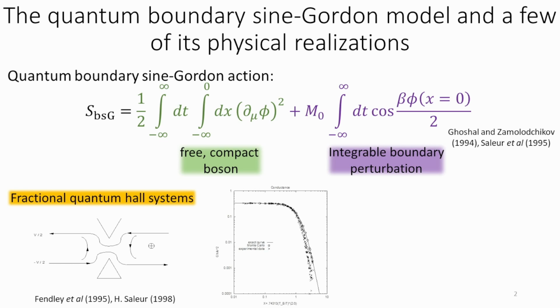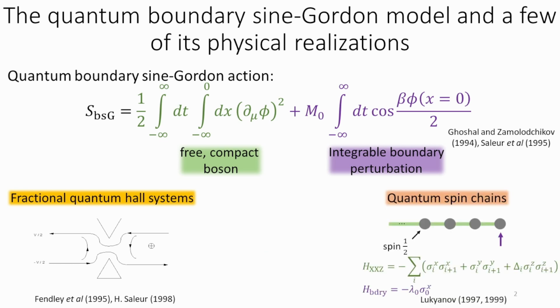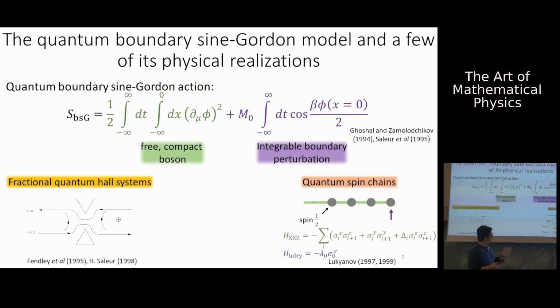And of course, then you can have the boundary sine-Gordon model in other simple models like the spin chain. So this is an XXZ spin chain with a boundary field. This trivially realizes the boundary sine-Gordon model. It's not an integrable lattice model that realizes it, but it does so in the scaling limit.